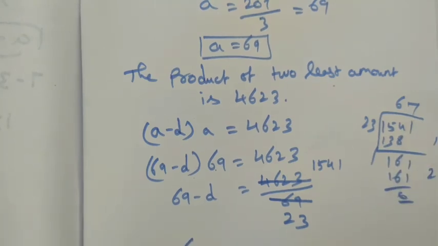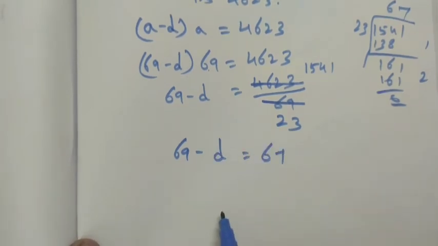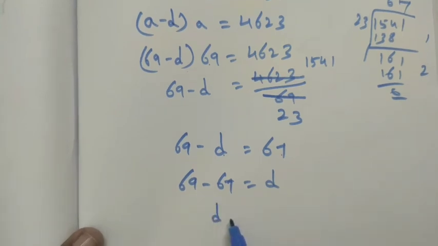So 69 minus D is equal to 67. I want to find the value of D. I take this D to the other side and 67 to this side. 69 minus 67 is equal to D. Then D is equal to 69 minus 67 is equal to 2. So the D value is 2.